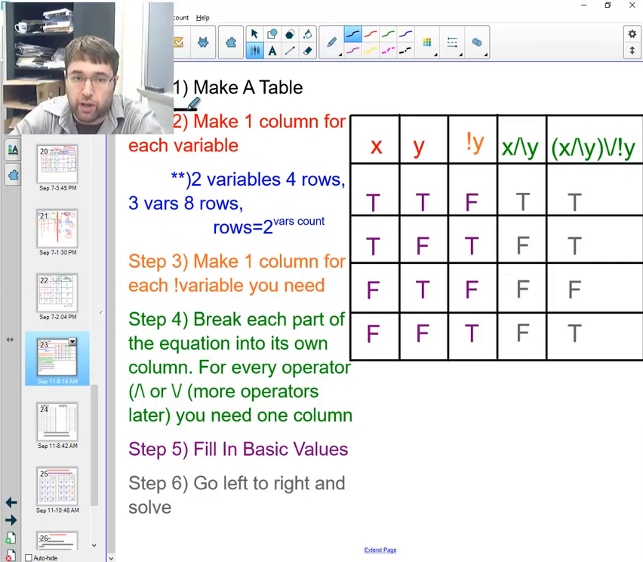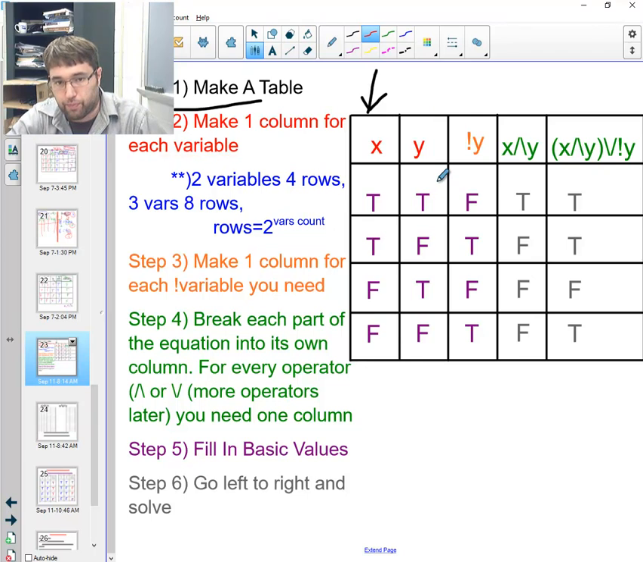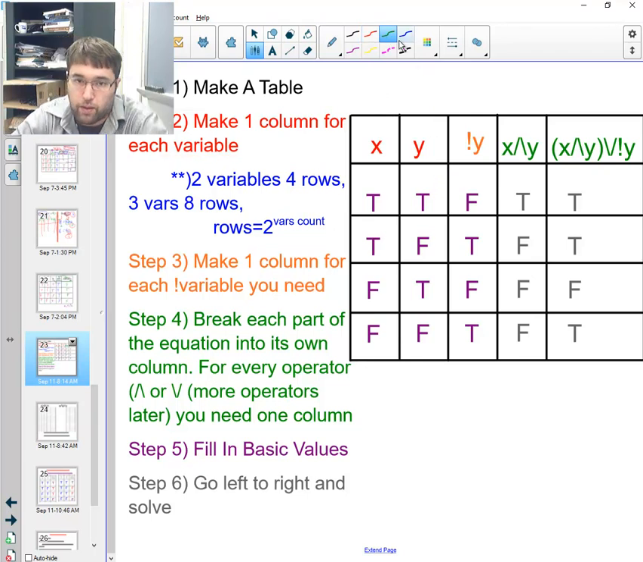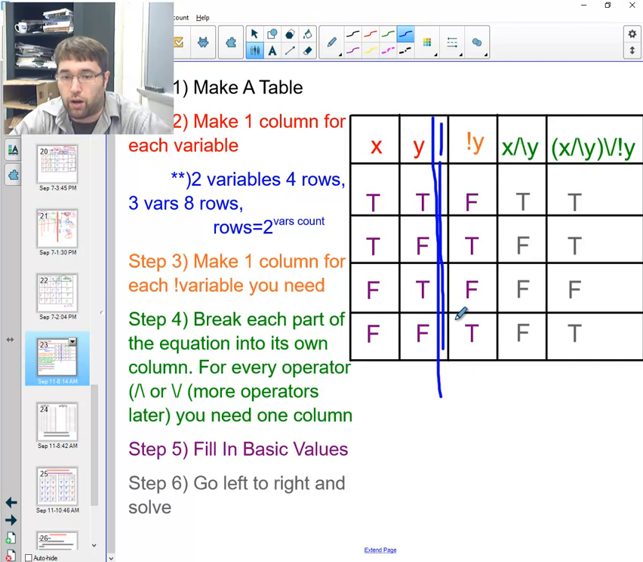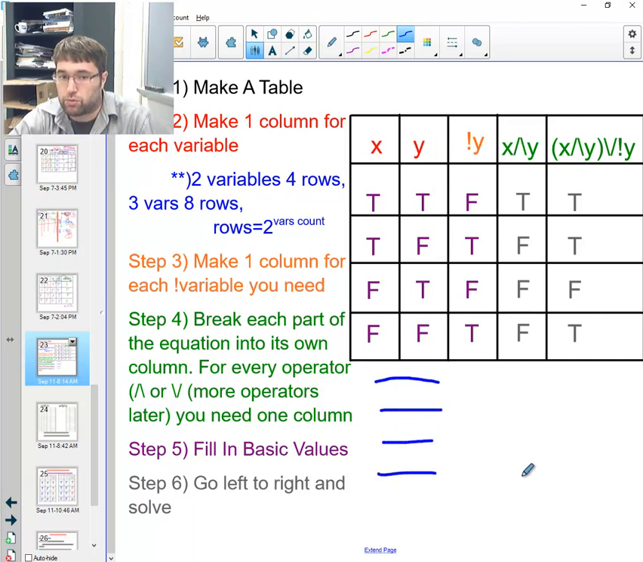First step when you're doing this, make a table. That black thing right there. Next one, make a column for each variable. 1, 2. Next one, blue. If you have a third variable, put in a third column. Then there should be 4 more rows, because the number of rows equals 2 to the variable count. There's 3, that's 2 to the third, which is 8. Hence 8 rows.